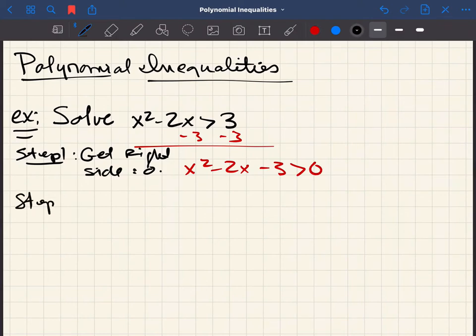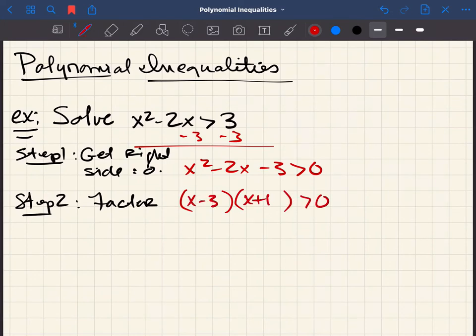All right, step 2. Do you remember what we do next? Yes, we need to factor. So we can factor our quadratic into x minus 3, x plus 1. Step 3, we need to identify our zeros or our x-intercepts. So the zeros that we have for this particular one, that's going to give us x equal to 3 and x equal to -1, and we got that by setting each factor equal to 0.